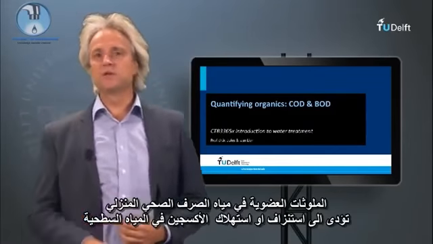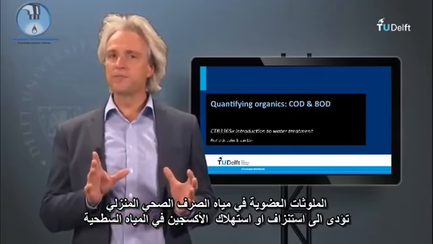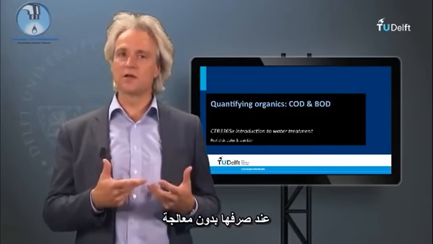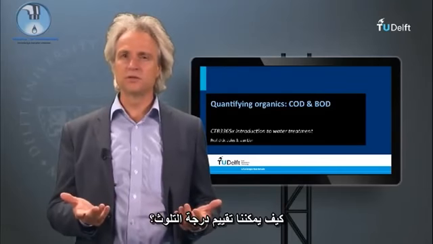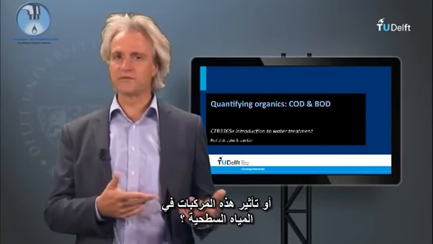The organic pollutants in domestic sewage are causing oxygen depletion in surface water when discharged untreated. How do we assess the degree of pollution or the impact that these compounds have in surface water?